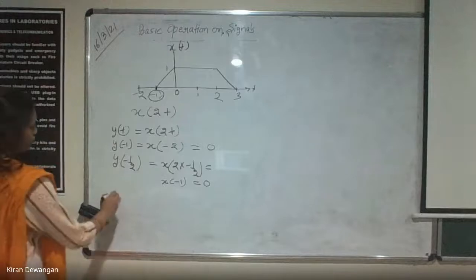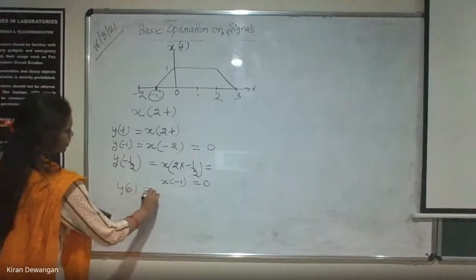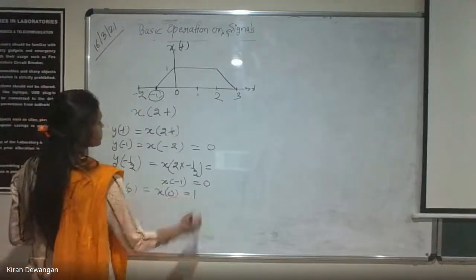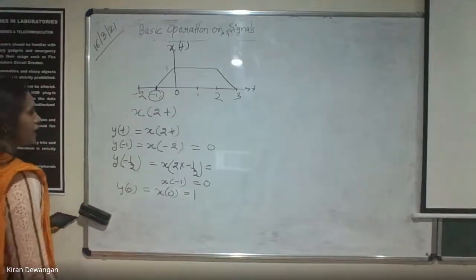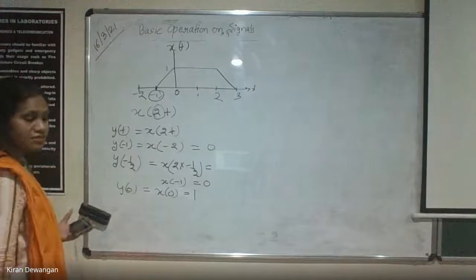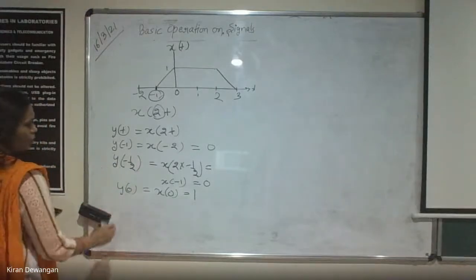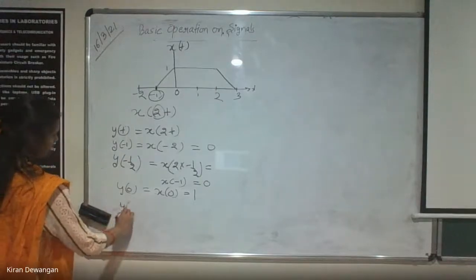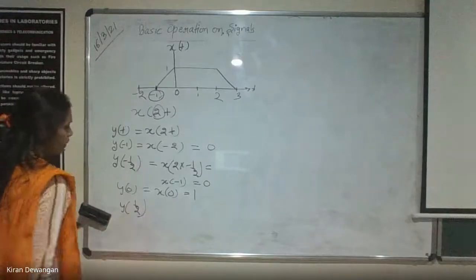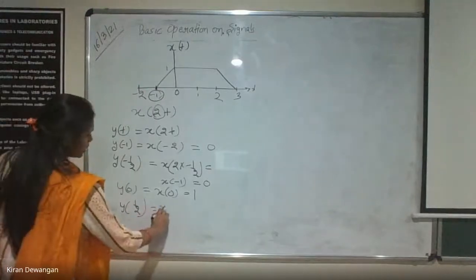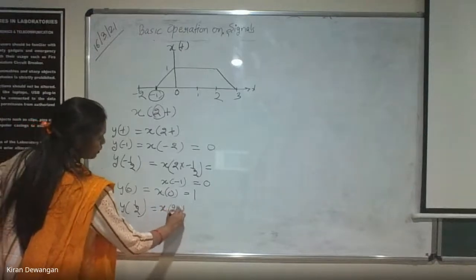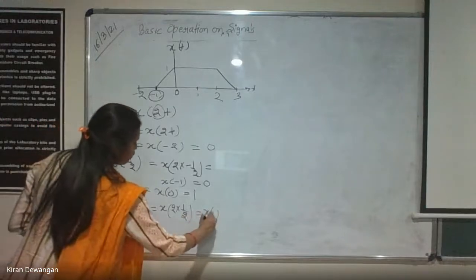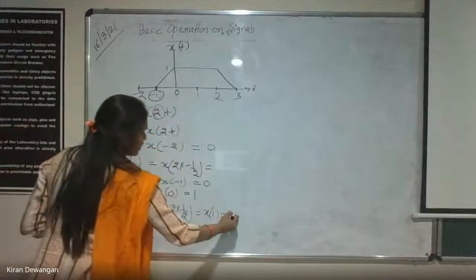Now y of 0. This will be x of 0, 2 into 0 is 0. This is 1. So again, as we know, it's going to be a compressed signal. So it is starting from -1/2. At y of 0, the value is 1. Now we'll keep t as 1/2. What is it? 2 into 1/2 is going to be x of 1. What is x of 1? It is 1.